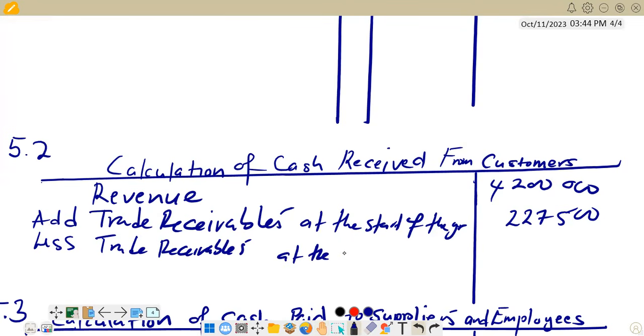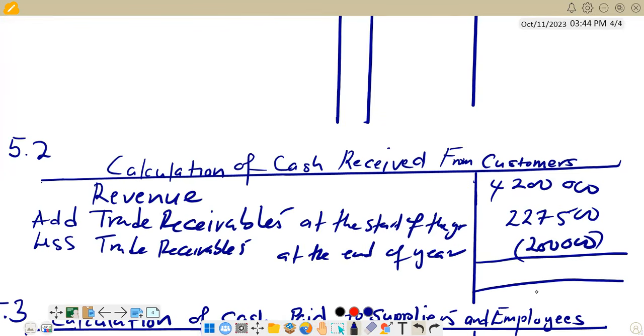At the end of year. So the figure that we got there was 200,000. So here we are going to put 200,000. Remember, we are subtracting, so we can show it by brackets. Having done that, we now find the net figure here. The net figure that we are going to find is now the cash inflow for the year.